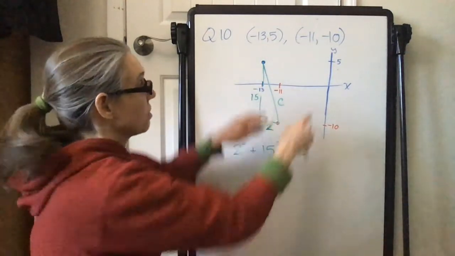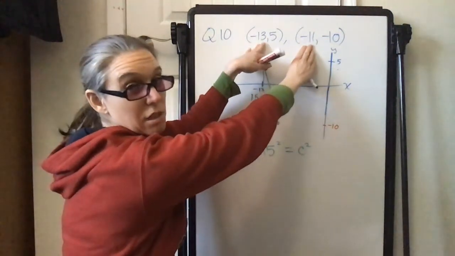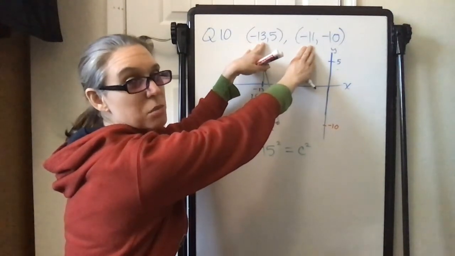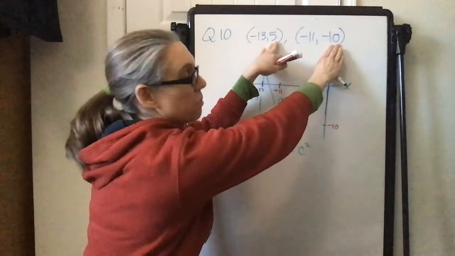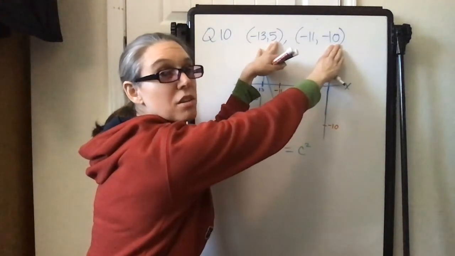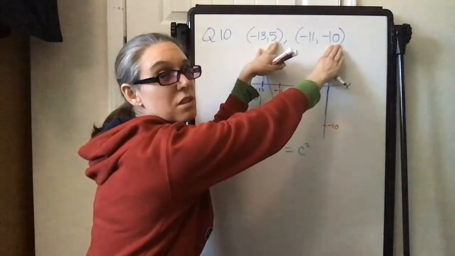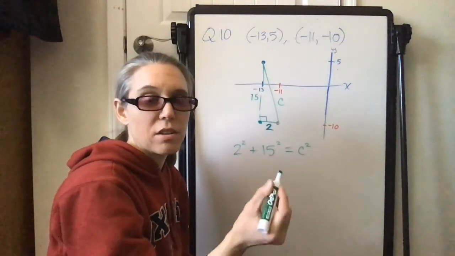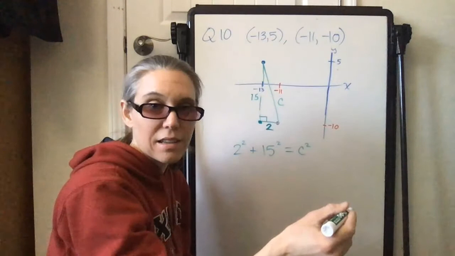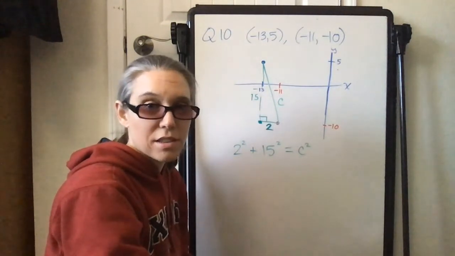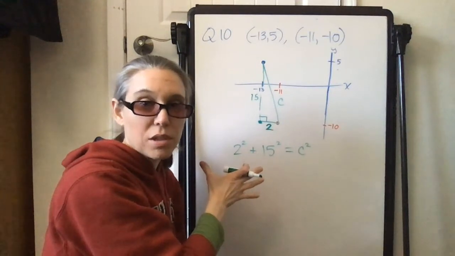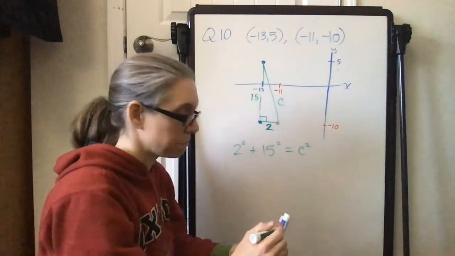I can just look at the two x coordinates and say, okay, those two numbers are 2 apart from each other, so the horizontal distance between these 2 points is 2. These two numbers are 15 apart from each other, so the vertical distance is 15. And then I can just draw a quick little sketch of a triangle that's 2, 15, and c. So you can get faster and faster at this, but it's good to be able to do it first like this so that you can really understand the concept.